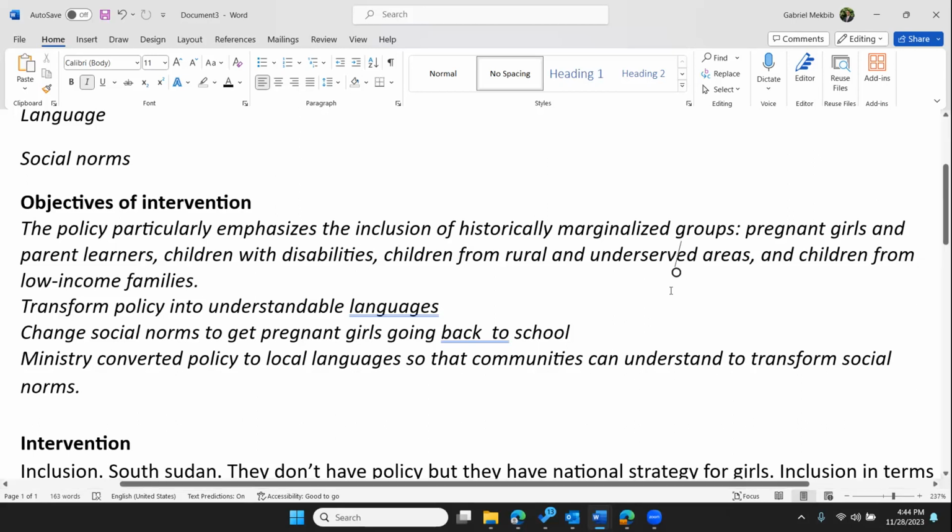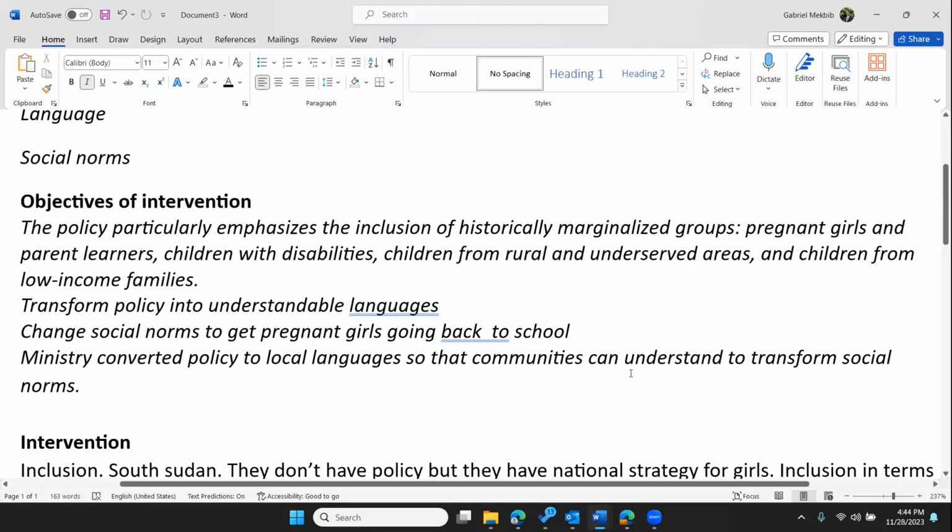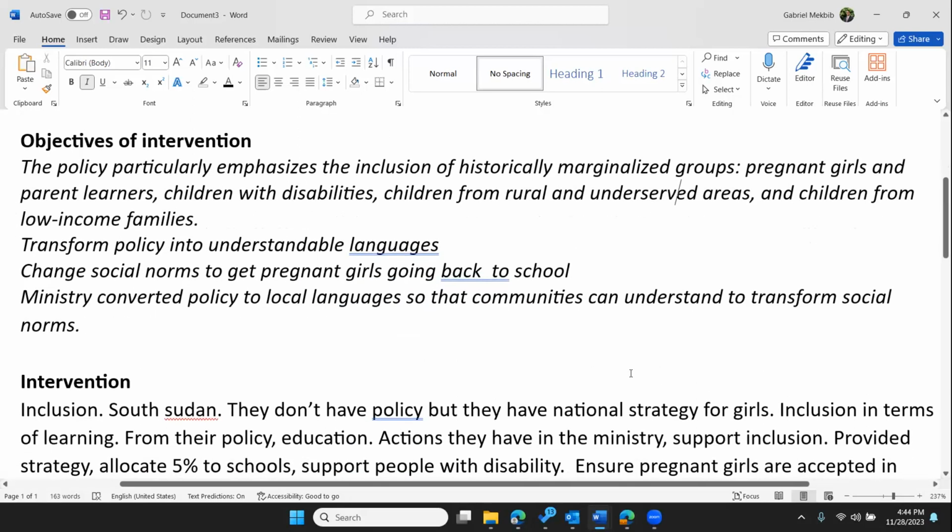Transform policy into understandable language, and change social norms to get pregnant girls going back to school. Our ministry converted the policy to the local language so that communities can understand it, to transform social norms.